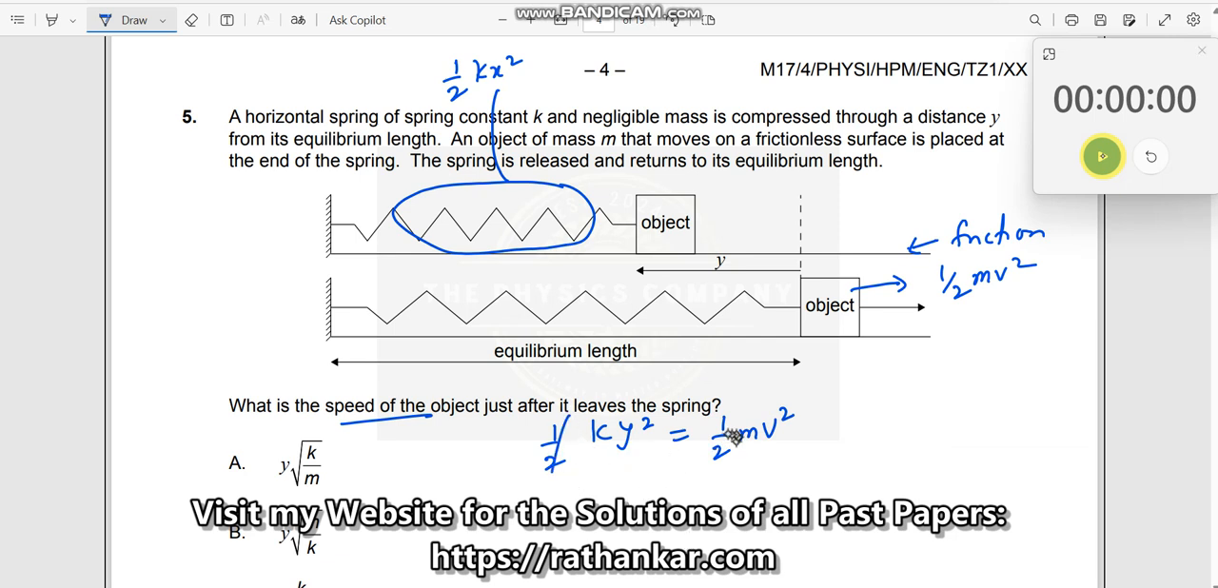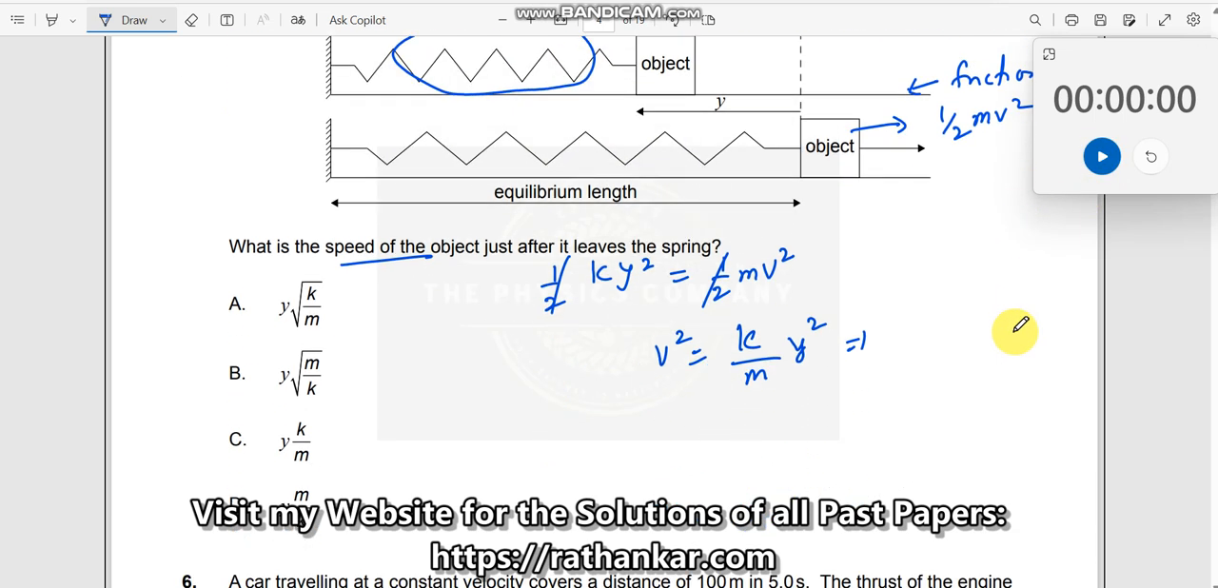So therefore half and half goes away here. V square is equal to k by m into y square, or let me take up a little bit up, right? Okay, or V should be equal to square root of k by m into y, which is the right answer. Answer is C.